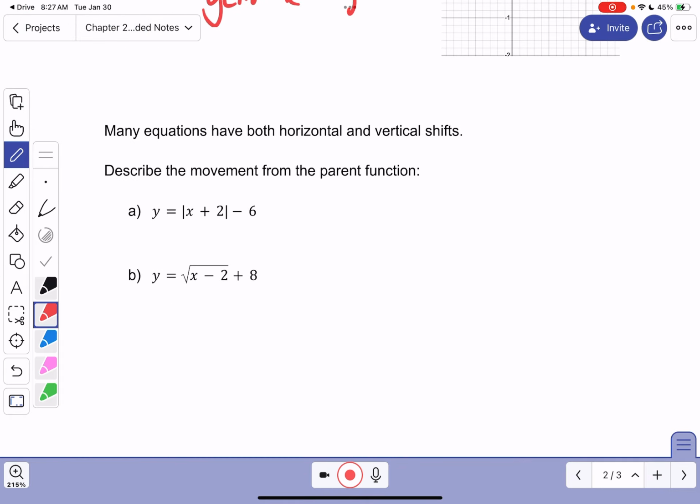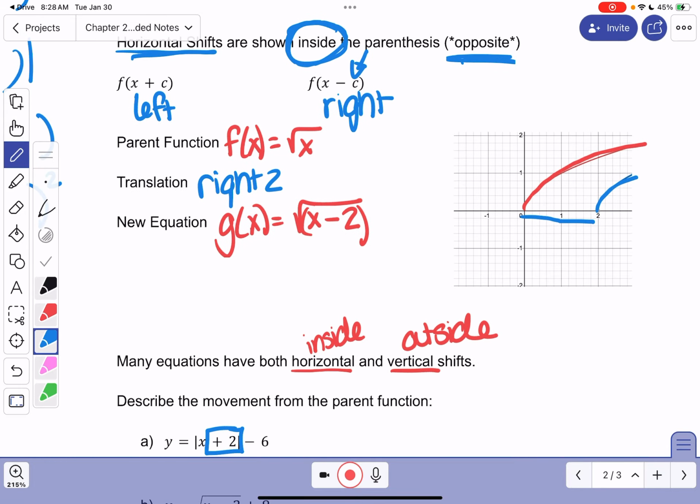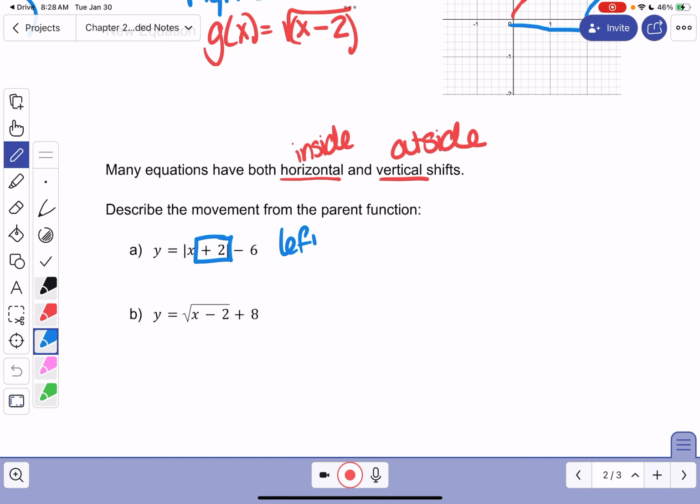Now, many equations have both. So your horizontal is going to be inside either parentheses, brackets, absolute value, square root. And then the vertical shift is outside. So when it says to describe, you're just putting it in words. So what does each number tell you? Well, plus 2 inside tells us we're going left. So this one would move left 2. And then the minus 6 outside of the absolute value tells us down. So that would be the movement. The original function is one place, and then it goes left 2, down 6. So all of the points would move that.